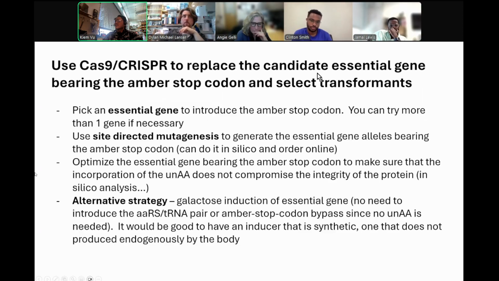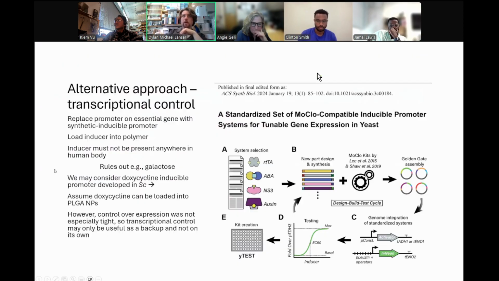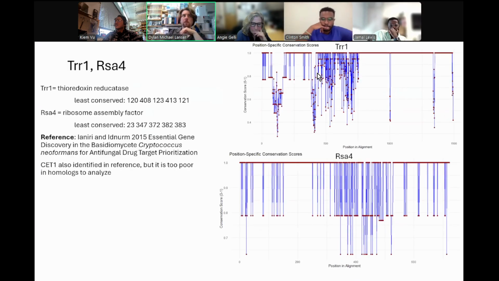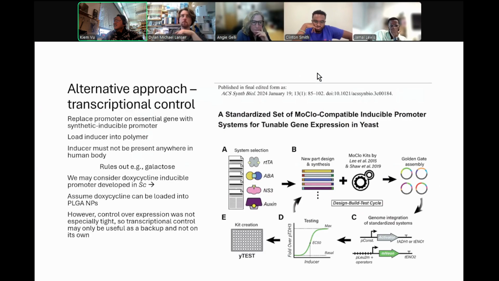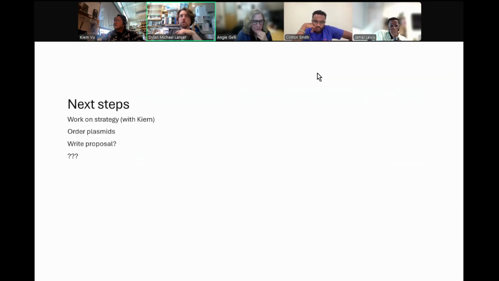Okay, thanks. Let's see if I can go back. I just wanted to mention too, some of these more recent articles, this one, the 2020, I think, Kim, maybe we should look at this one together because they go into some strategies for how we might do this, because they had to do some of this engineering in Cryptococcus. So it might be a good resource. I just wanted to mention that. And that's about it.